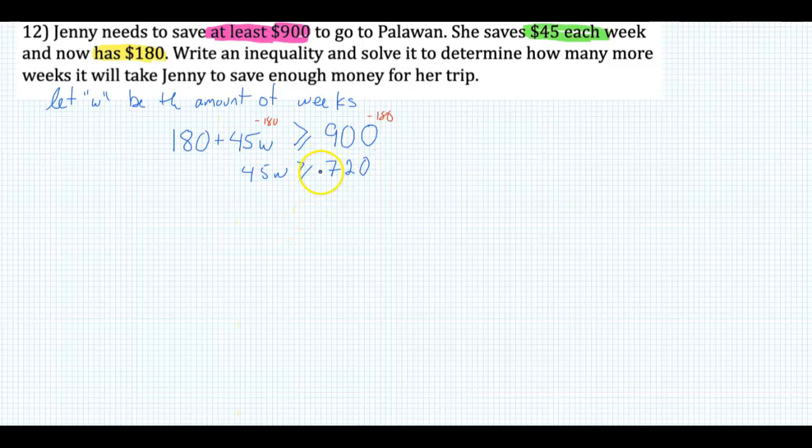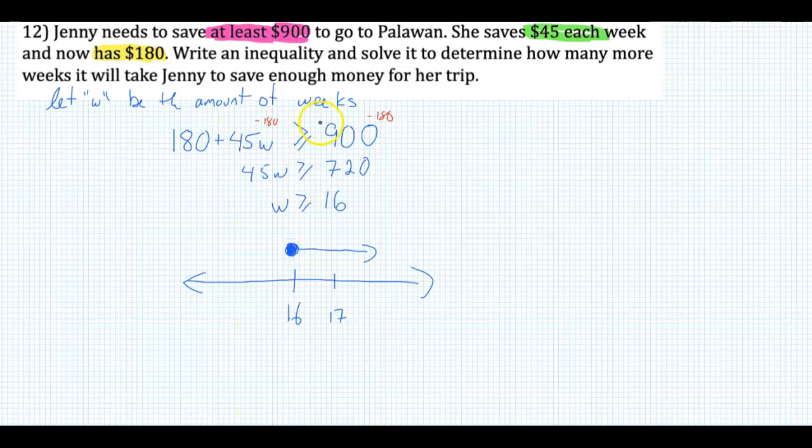720. Okay, so now we need to divide both sides by 45 to isolate W. If I divide 720 by 45, I could use my calculator. Some people might do a pretty good job with mental math, but we'll see. It actually comes out to 16. So if I was to put that on a number line, here's 16. We know over here is 17. The number of weeks has to be greater than or equal to 16, and it could be equal to, so I could shade that in there, right?